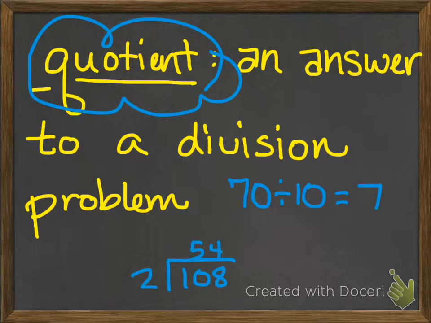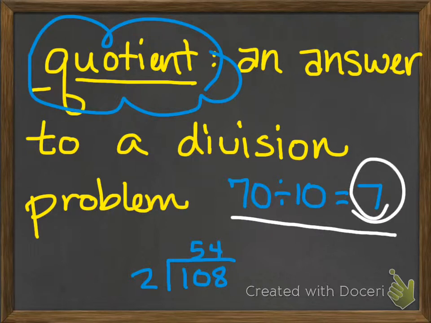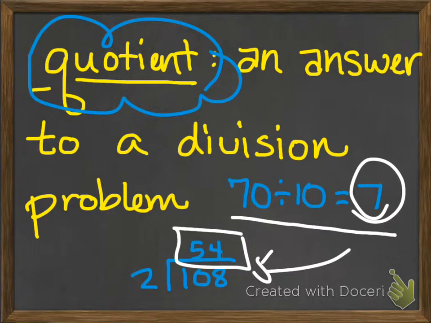I have a couple of practice problems down here. So I have 70 divided by 10 equals 7. The 7 is the quotient. Then down at the bottom, I have 108 divided by 2 is 54. The 54 is the quotient. So today we're going to be finding quotients to division problems by using estimation.